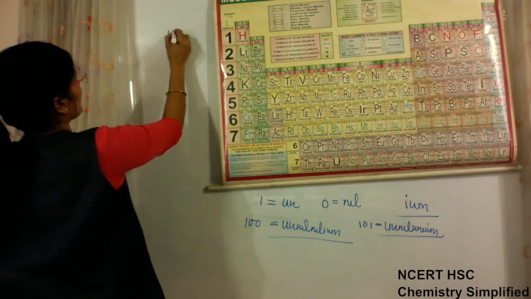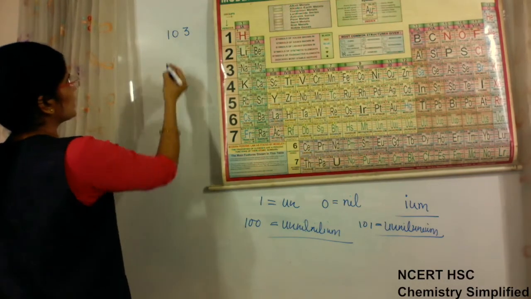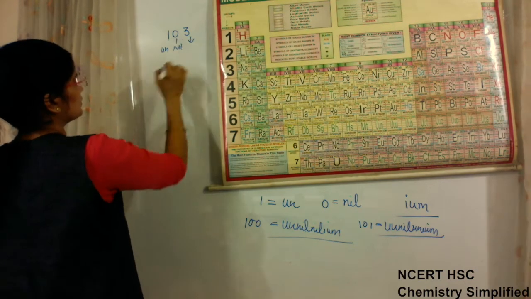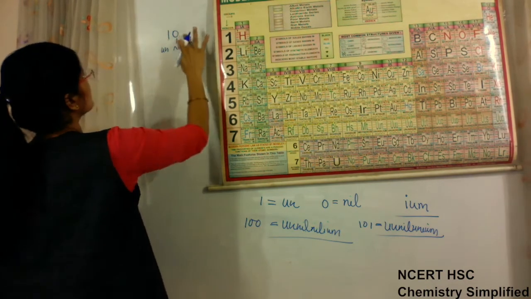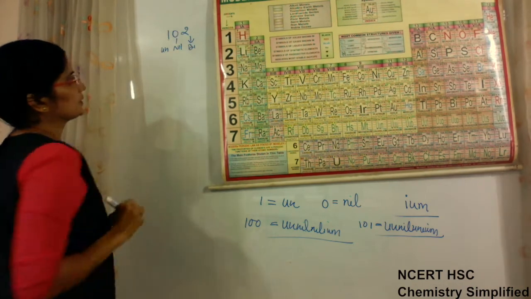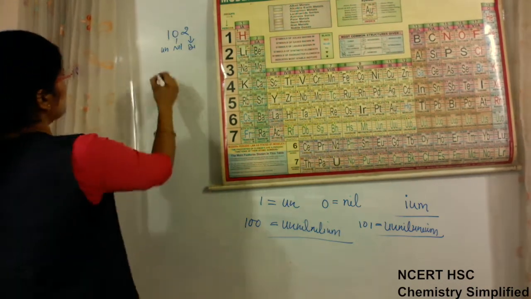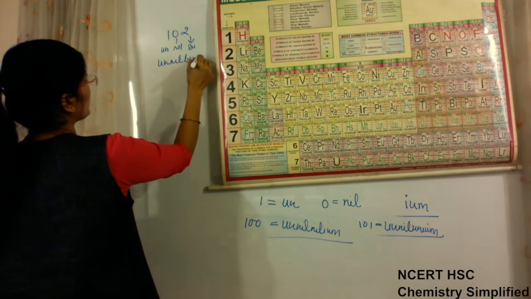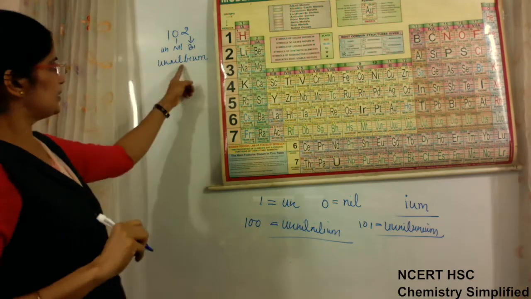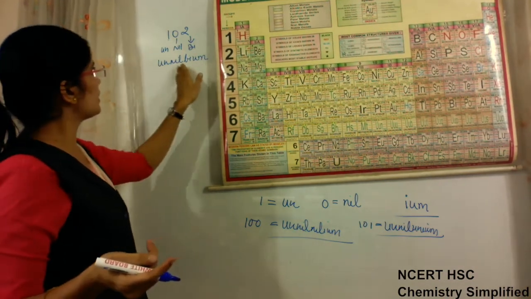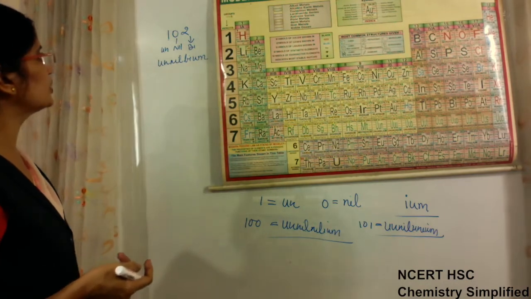Yes, ma'am. 103. Okay. Again it is Un, it is Nil, and sorry, 2 we have not discussed. 102. So 2 is Bi. So it will be Un-nil-bi-um, B-I-U-M. At the end, I-U-M we have to add every time. So Un-nil-bi-um is the name of element 102.